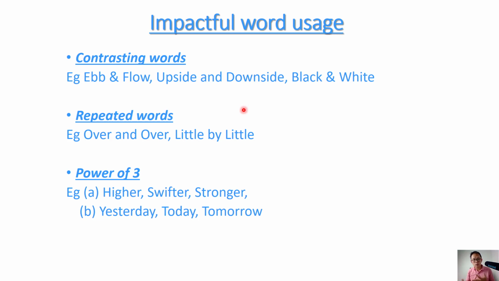The other thing is the power of 3. It's a triad. You can use a triad. Today I have KFC, McDonald's, and Pizza Hut. 3 things. I always think of yesterday, today, and tomorrow. My life is about yesterday, today, tomorrow. It can make you higher, swifter, and stronger. 3 things. Always in 3.